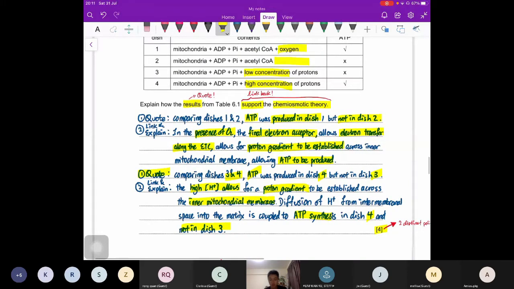Okay, the high concentration of protons allows for a proton gradient to be established across your inner mitochondrial membrane. Okay, I'll let you guys have time to digest that.